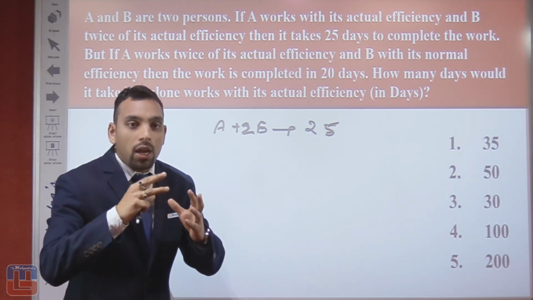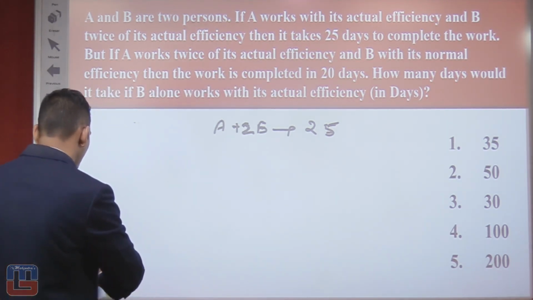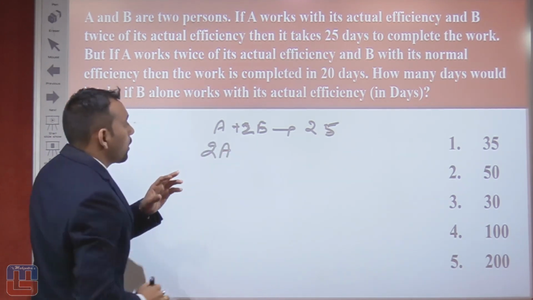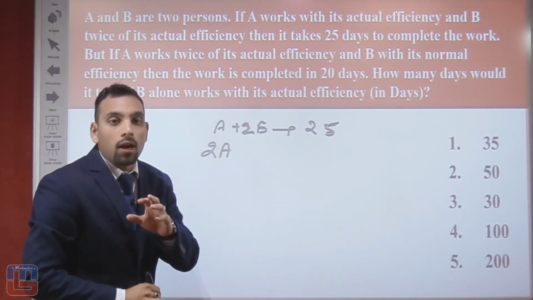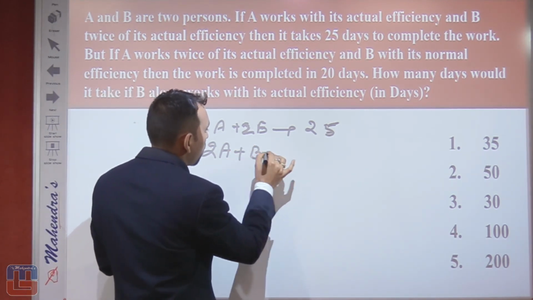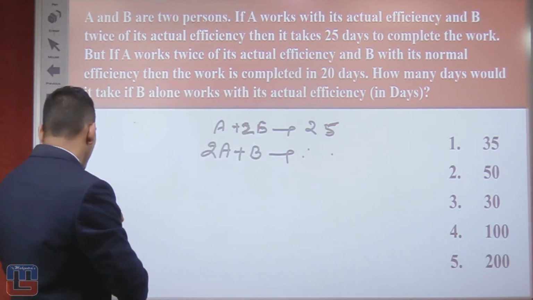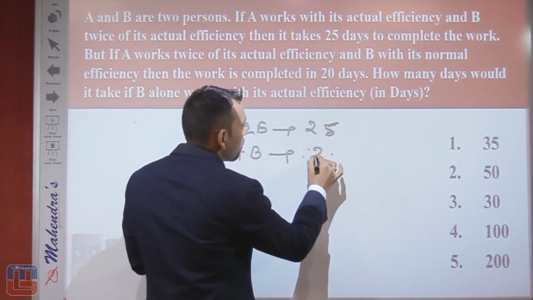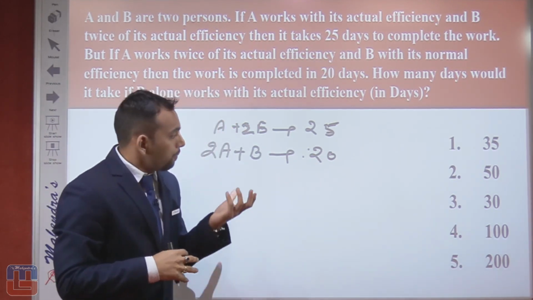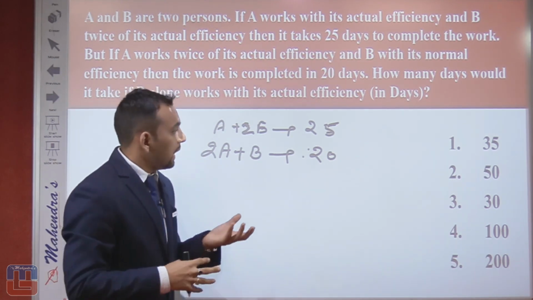Now see, if A works at twice its actual efficiency and B works at its normal efficiency, it takes 20 days, right. Now we have to find, if B works with its actual efficiency, how many days will he take.